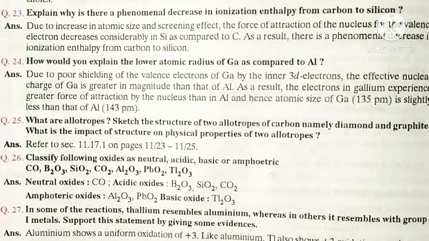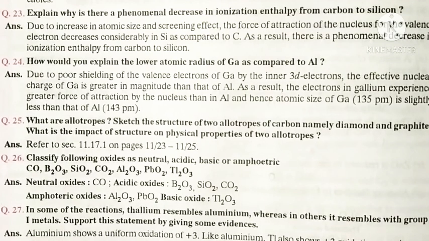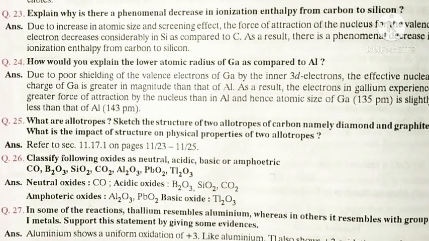What are allotropes? Sketch the structure of two allotropes of carbon, namely diamond and graphite, and state the impact of structure on the physical properties of these two allotropes. We already discussed this in a very deep manner in our theory portions. Okay. Next, question number 26.